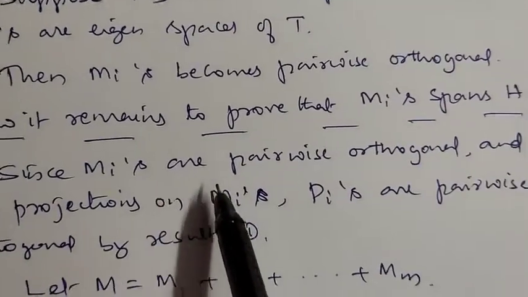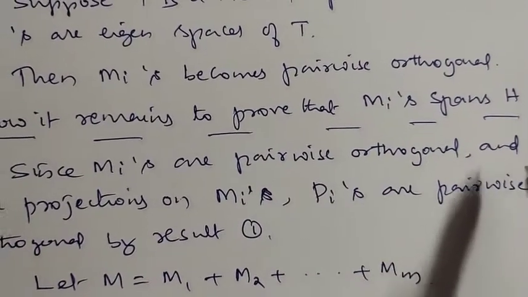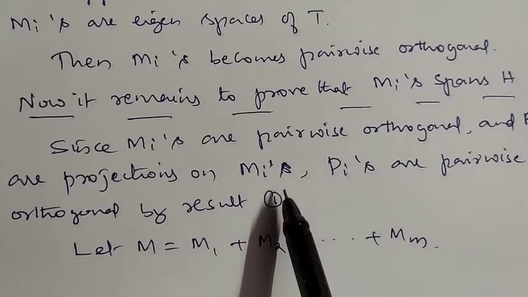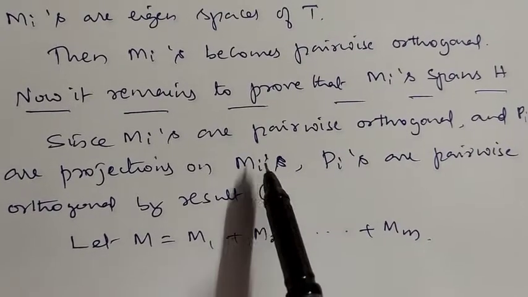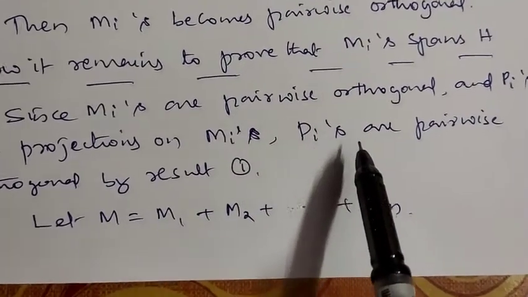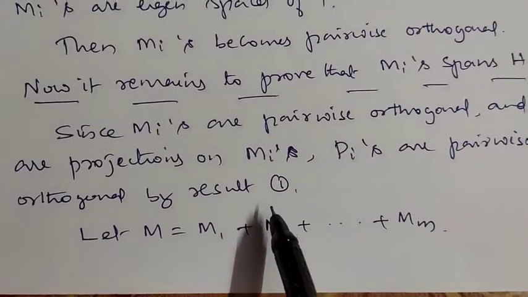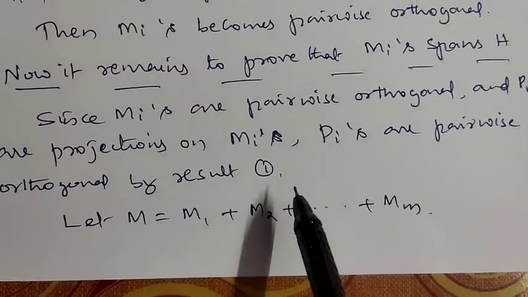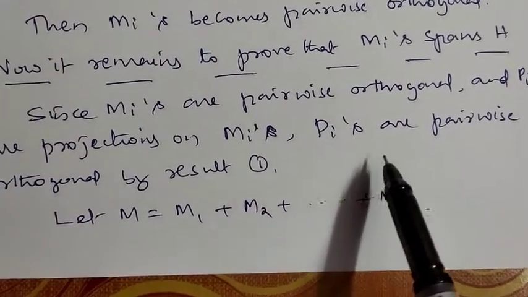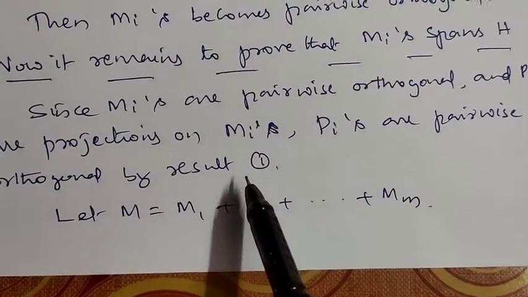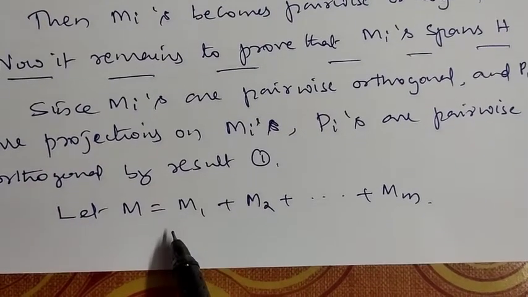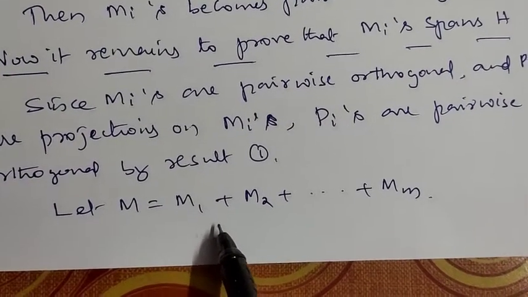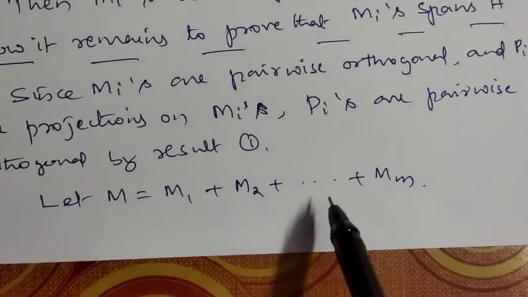Now Mi's are pairwise orthogonal and pi's are projections on Mi's. Pi's are projections on Mi's which are orthogonal, means pi's are also pairwise orthogonal by the result 1. Okay, M is orthogonal to N if and only if PQ is 0, means pi's are pairwise orthogonal. Okay, let M be the sum of, let M1 plus M2 etc.